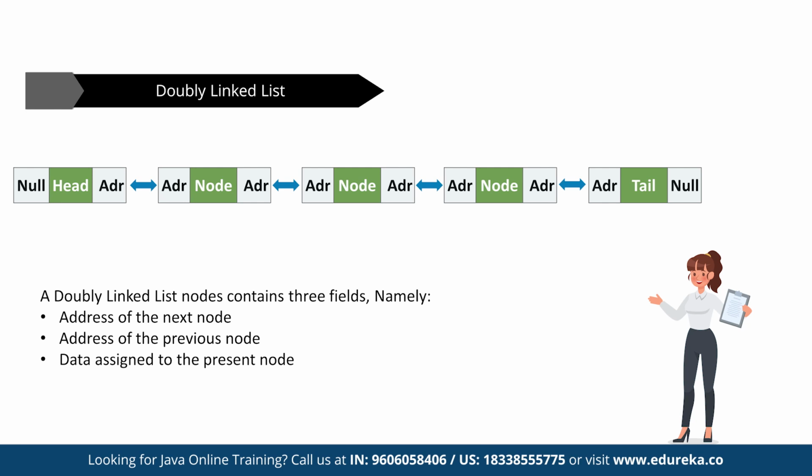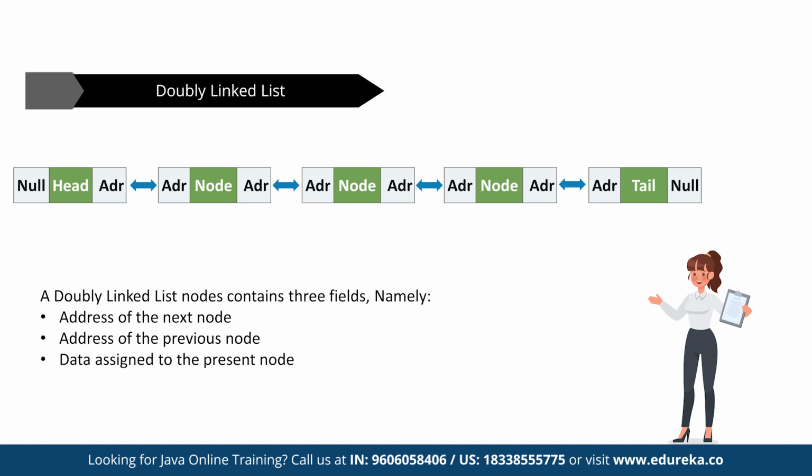Then the second type of list is the doubly linked list, which we also call bidirectional. It contains the address of the next node and the address of the previous node, along with the data as well.